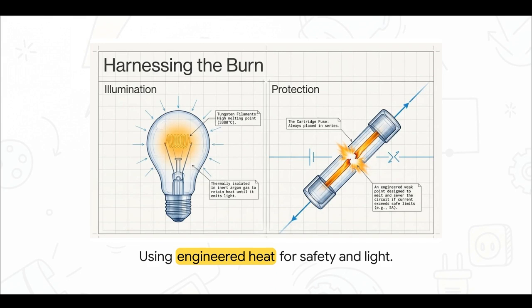But wait, heat isn't always a bad thing. Engineers are actually absolute masters of harnessing the burn. We designed specific points of extreme resistance just to use this heat to our advantage. Take a classic light bulb. We use a tungsten filament with a massive melting point, pump current through it until it gets so incredibly hot that it emits brilliant light. Or think about a cartridge fuse. We intentionally engineer a weak point. Remember how fuses are always placed in a series circuit? That means if the current ever exceeds safe limits, the engineered heat instantly melts the fuse, physically severs that single path, and protects your entire home from catching fire.